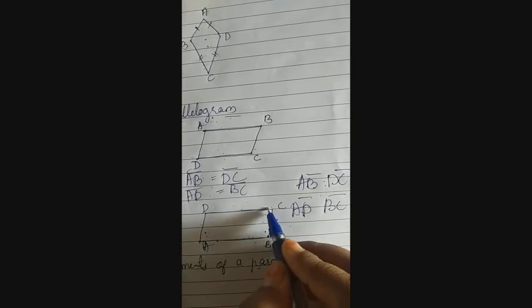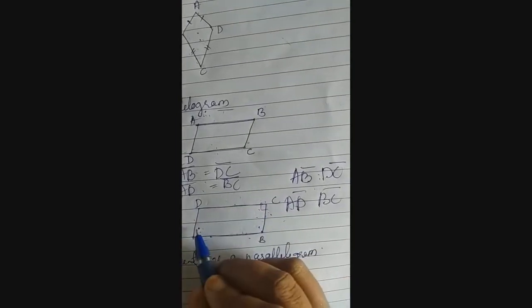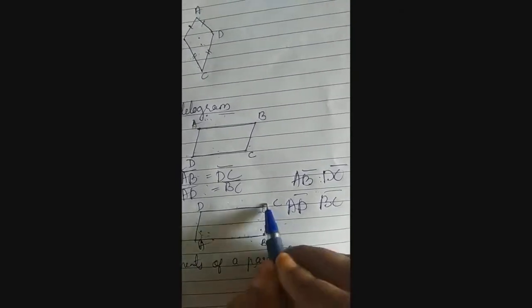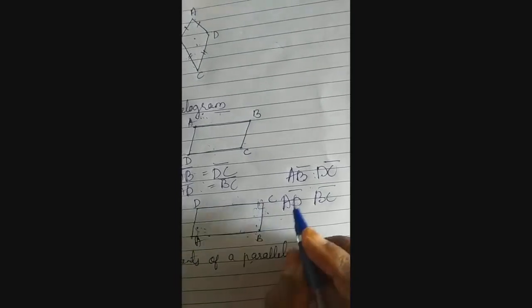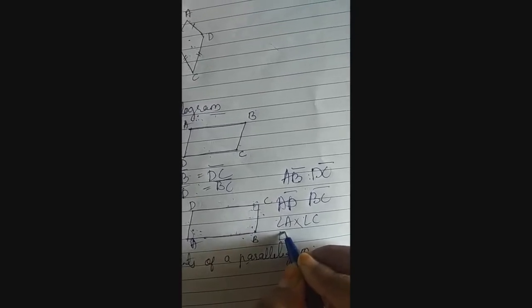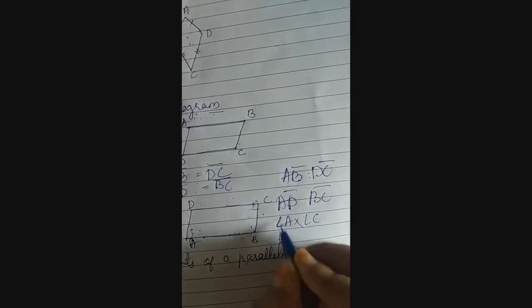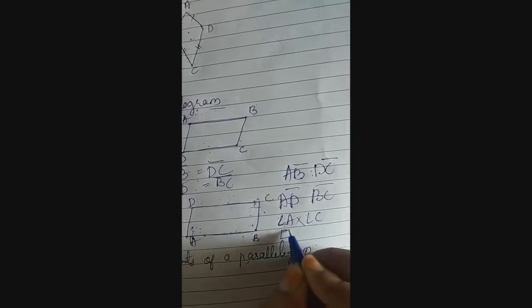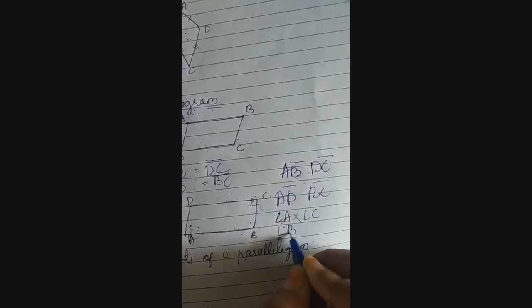Angle A and angle C are opposite angles. Another pair of opposite angles is angle B and angle D. Angle A and angle C are opposite, and angle B and angle D are opposite angles.